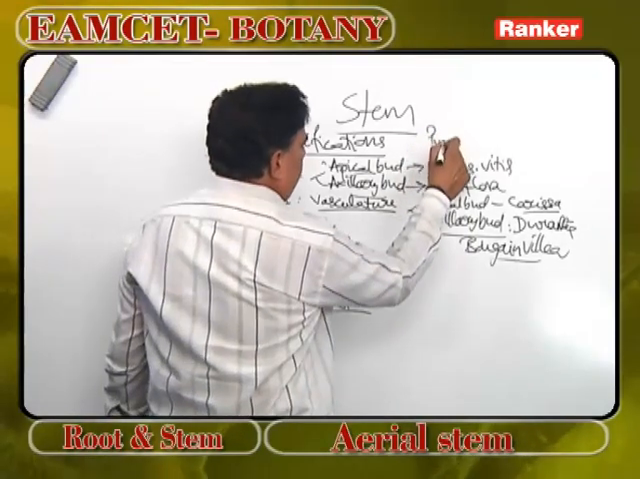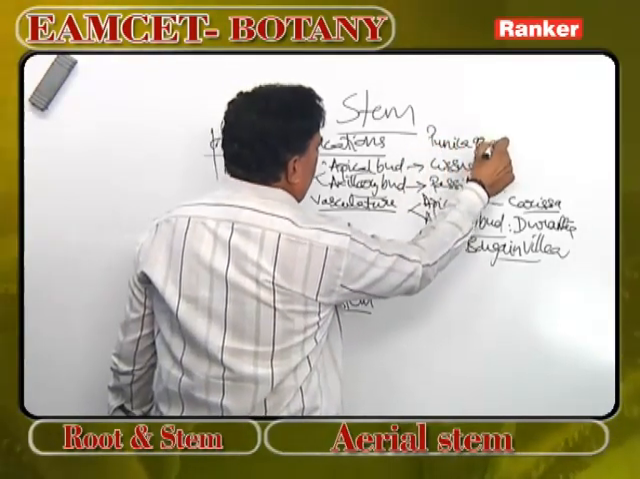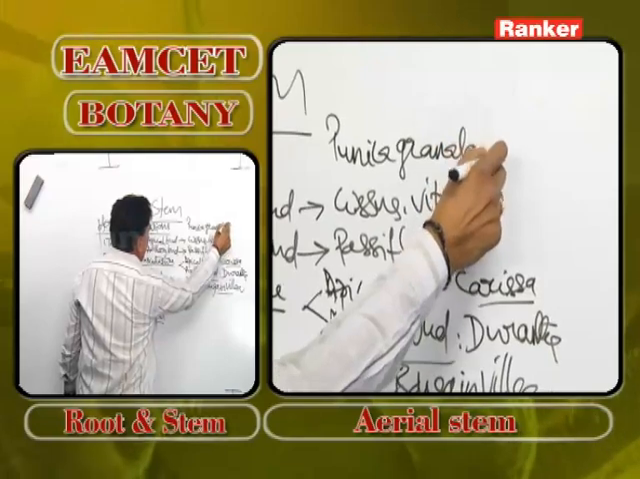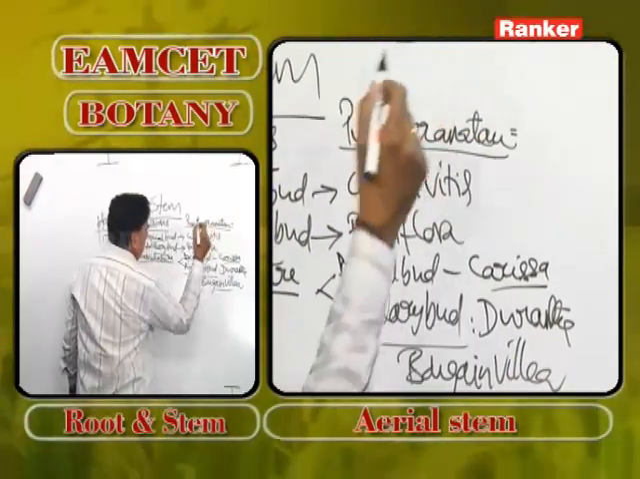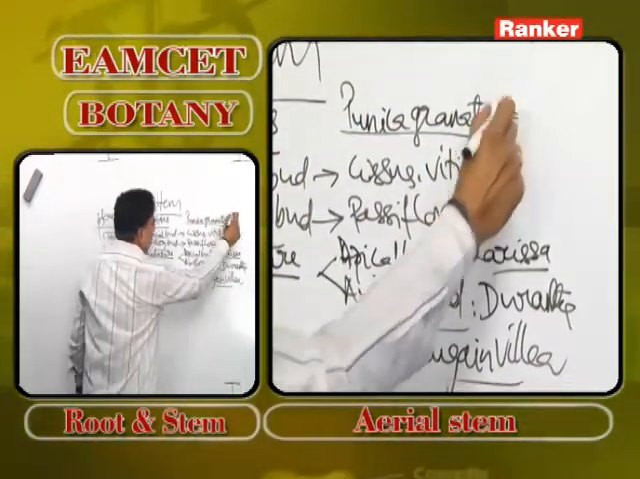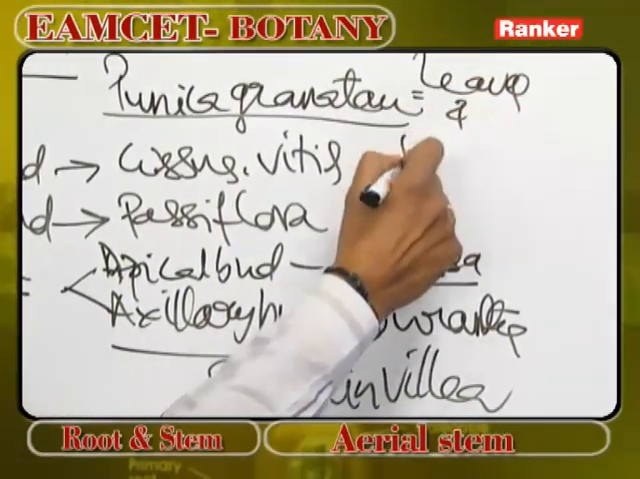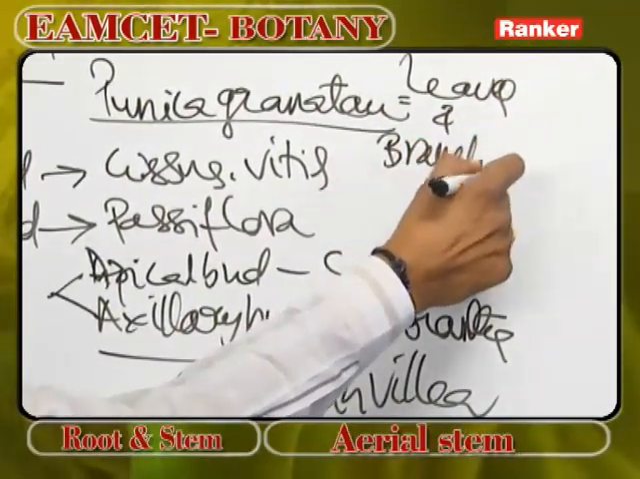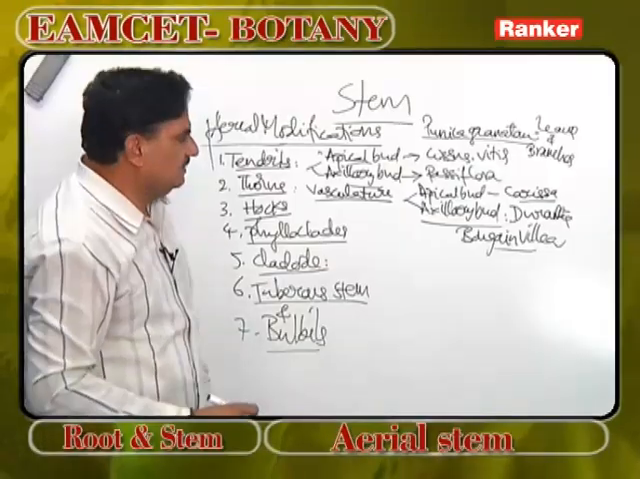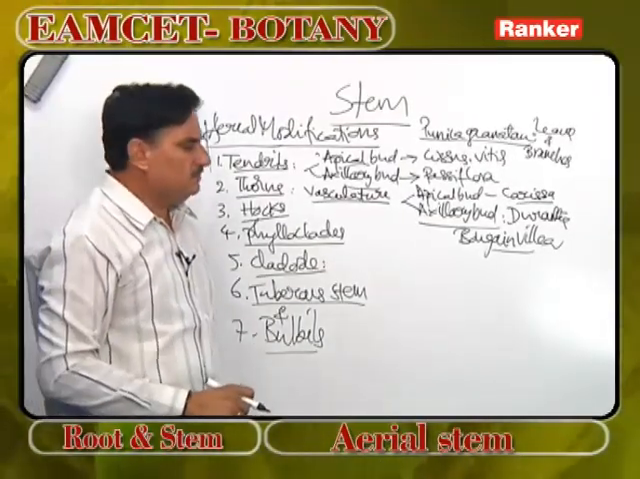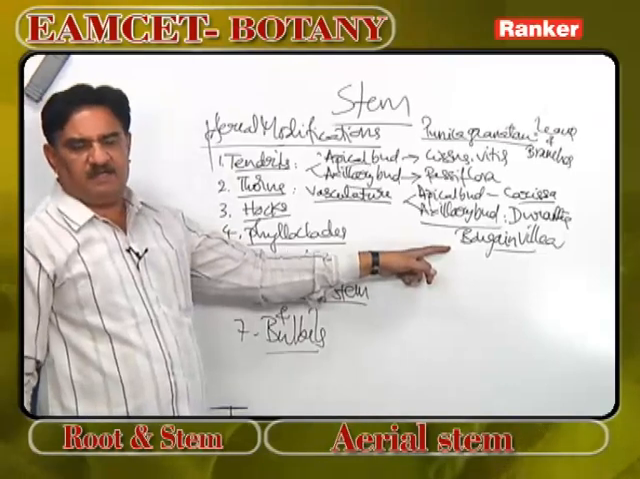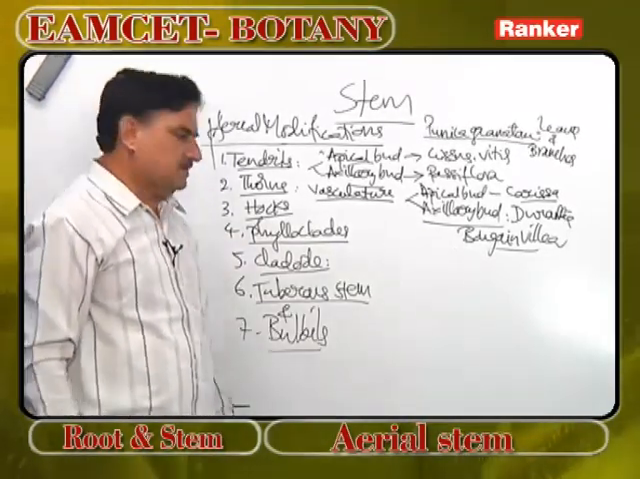There is another plant by name Punica granatum. We all know pomegranate. In Punica granatum, the speciality is that thorns bear leaves and branches. So thorns bear leaves and flowers in Duranta, thorns bear leaves and branches in Punica granatum. In Bougainvillea, slightly curved hook-like thorns are present.